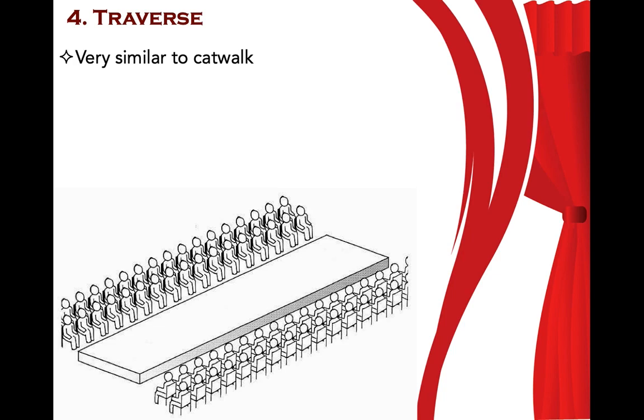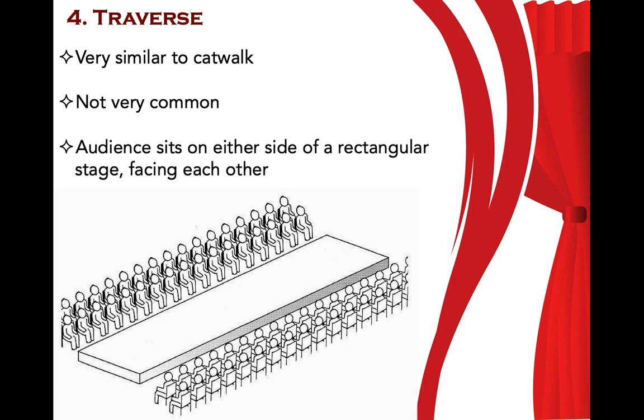So a catwalk would have a piece at the back. A traverse is literally just a rectangular strip of stage. It's not very common at all. I don't think we have any traverse stages in Trinidad and Tobago, but we have places that we can transform into traverse stages. And the audience just sits on either side, and the audience faces each other. That's as simple as it is.